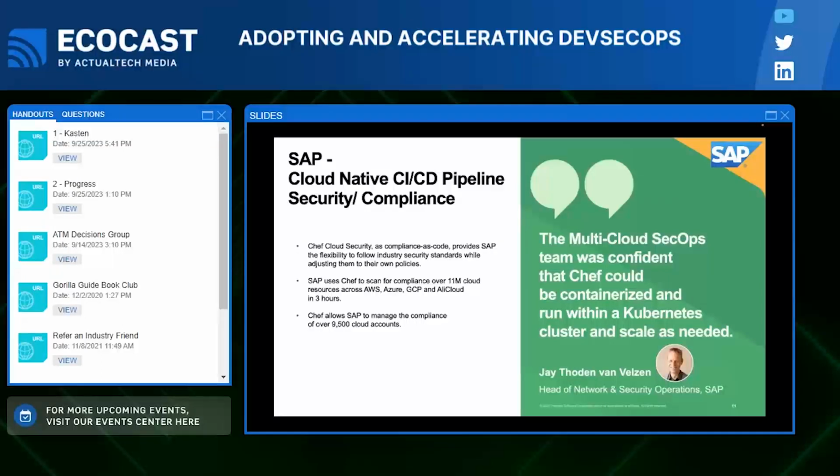In our particular case, they had about 11 million different cloud resources that they wanted to inspect for security and compliance requirements. The challenge was not only the sheer number, but also that it's spread across all different types of clouds, all different types of geolocations. It was really just a global operation. And so SAP actually called in Chef to help with that process.